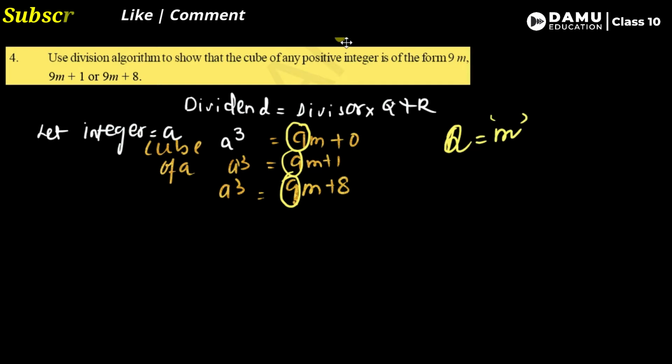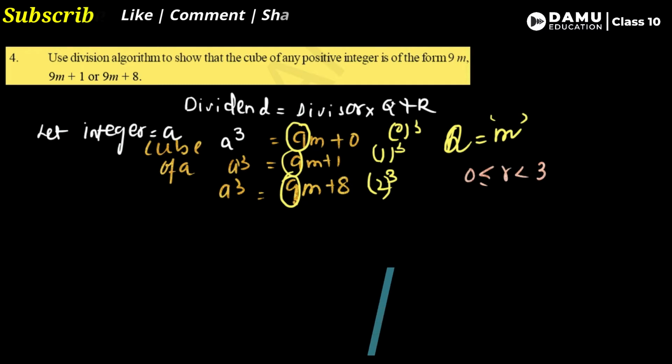For any integers, 0 cube, this one you can write 2 cube, and this is 1 cube, this is 0 cube. So the range of the remainder is 0 less than or equal to r less than 3. Based on this, if you continue, here 8 is there, against which we will get 27, 3 cube, like that. So up to the remainder, we are taking up to 2.